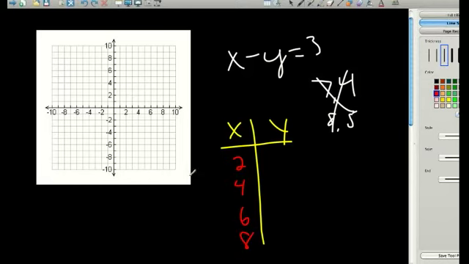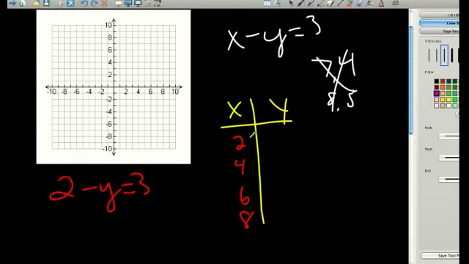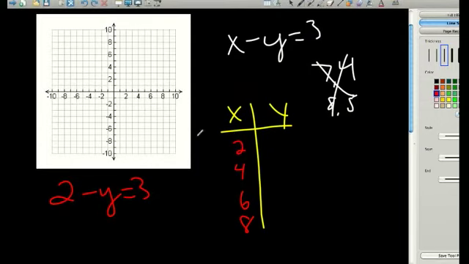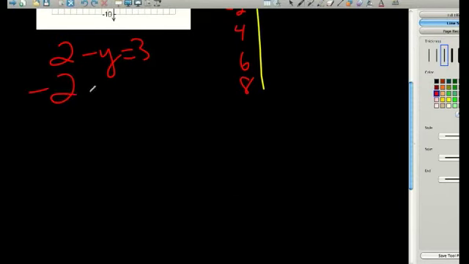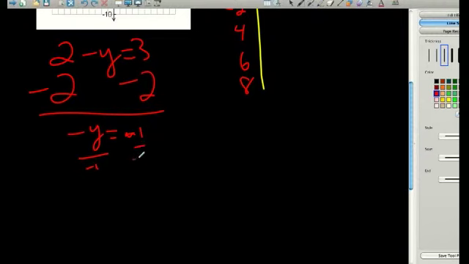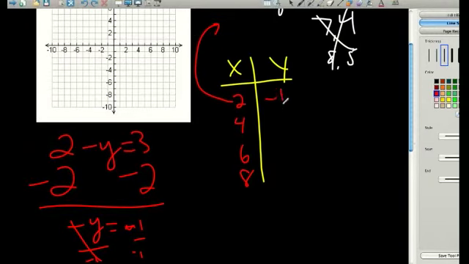So now 2 minus y equals 3. And now what we have to do is find out what value of y will satisfy this equation. So we can substitute the 2 into the x, but now we have the y that we have to figure out. So what we're going to do now is subtract 2 on both sides. We're going to get negative y is equal to positive 1. And I'm going to divide both sides by negative 1 to get rid of this negative, and we're going to get y equals negative 1. So 2, negative 1 is our answer.